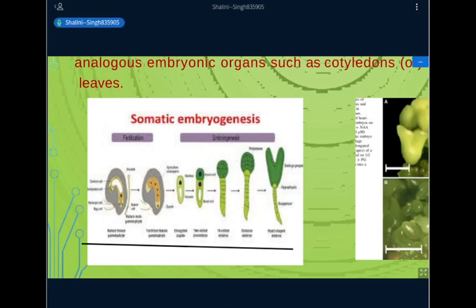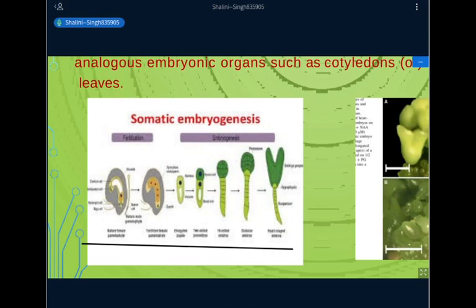There will be development of a zygote that is diploid in nature and development of endosperm that is triploid in nature. 2n will be zygote, endosperm will be 3n. So what is the function of embryo and endosperm? Embryo is a progenitor of the next plant and endosperm is acting as food reserve.